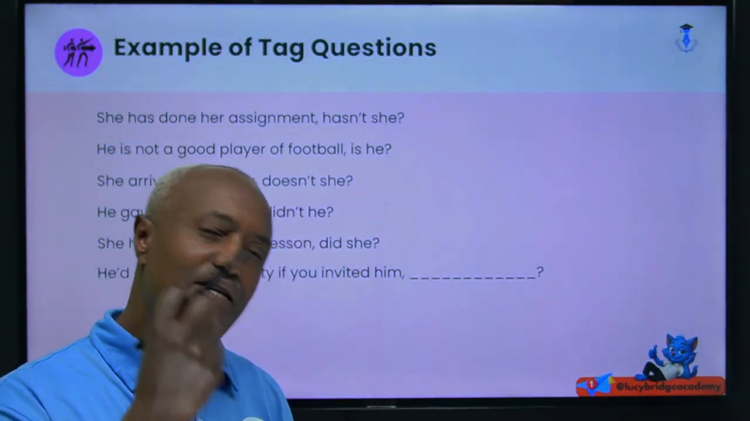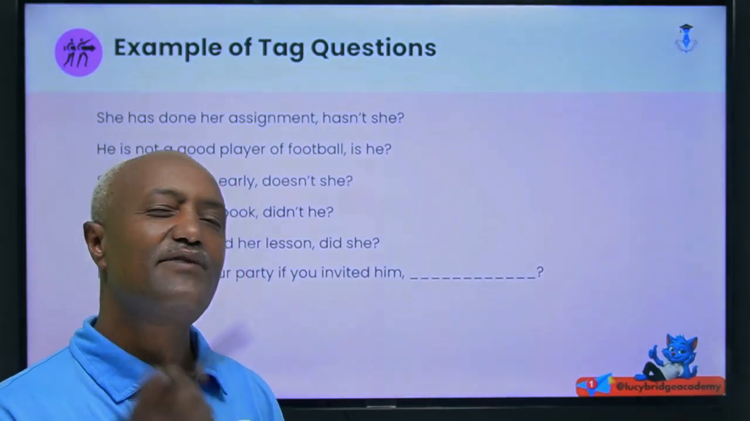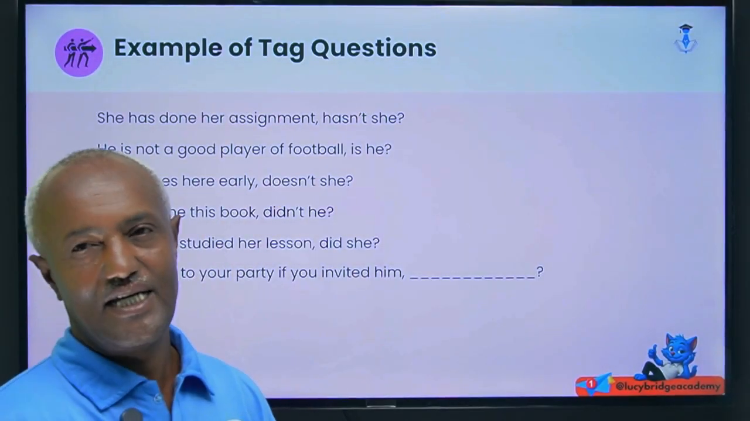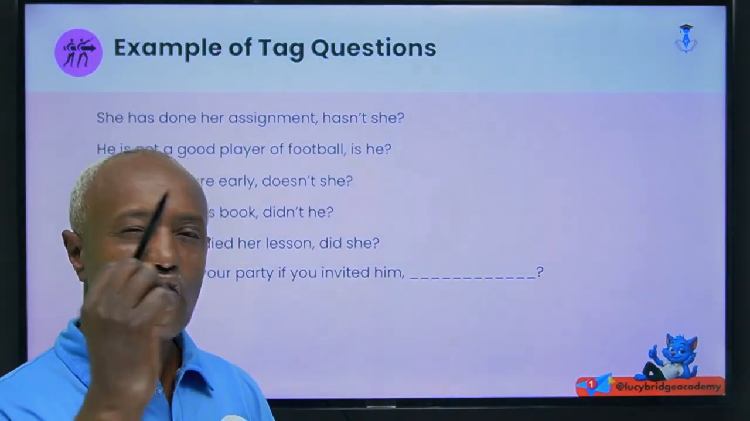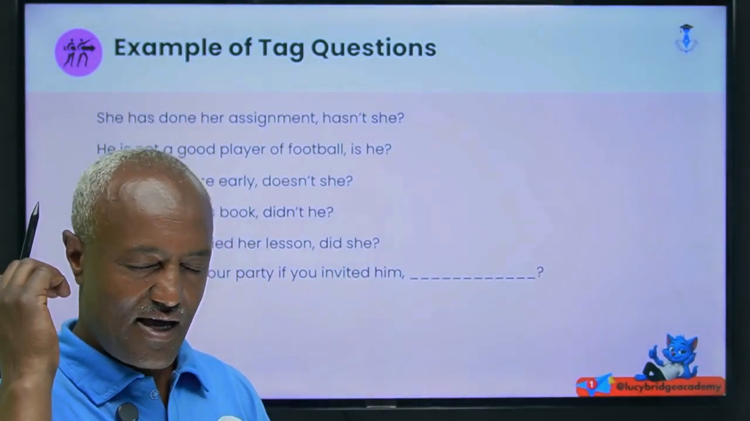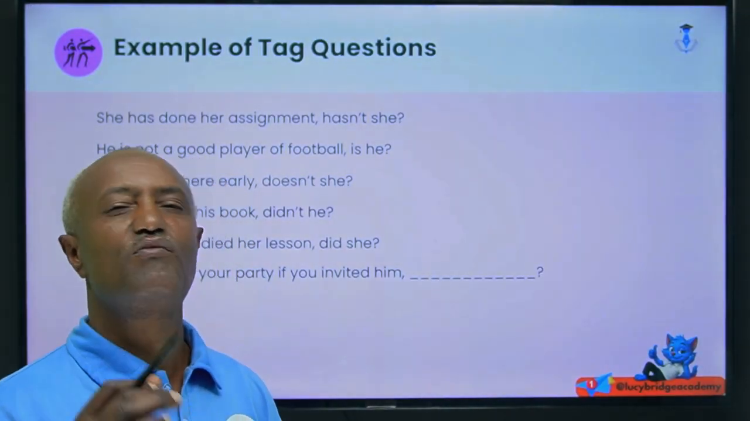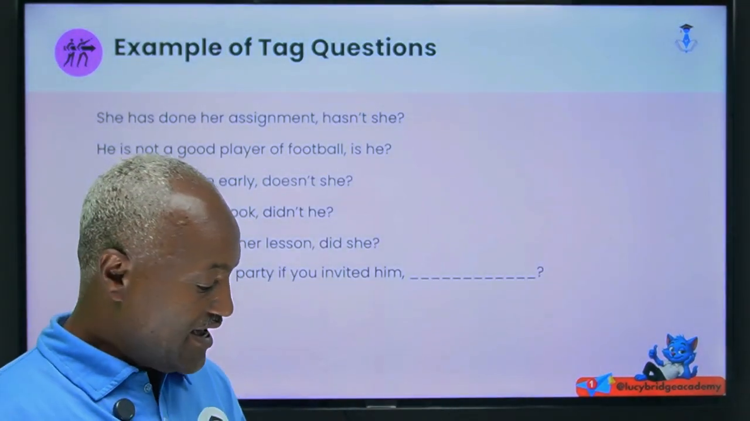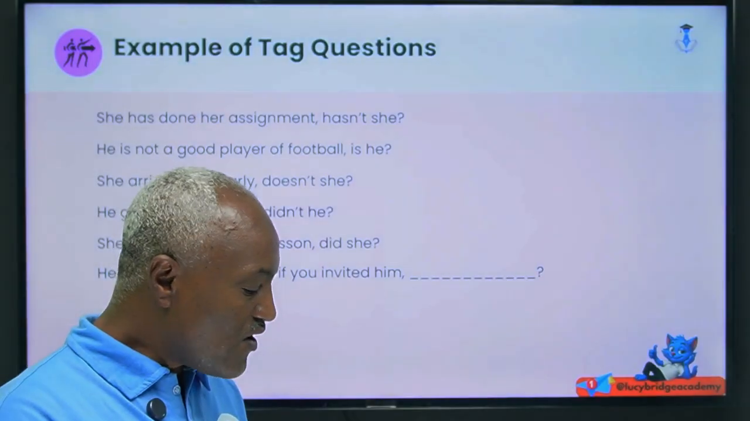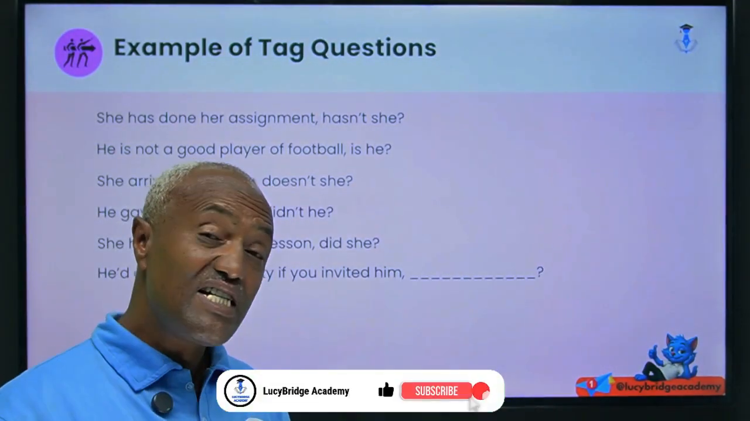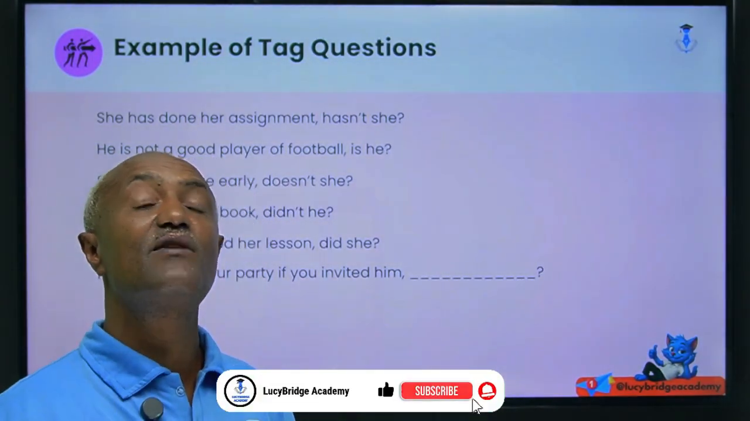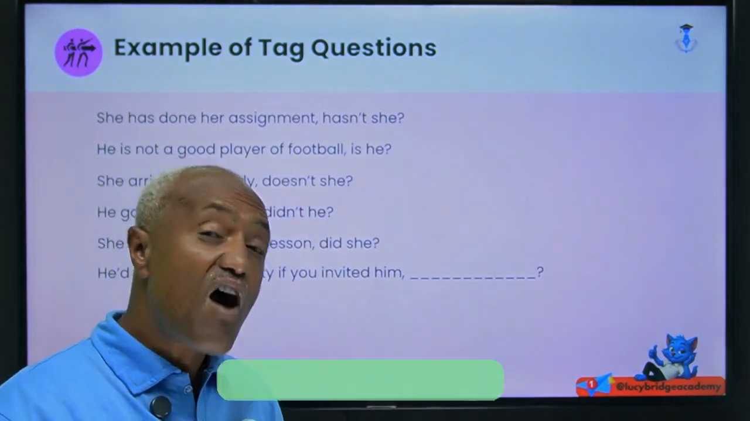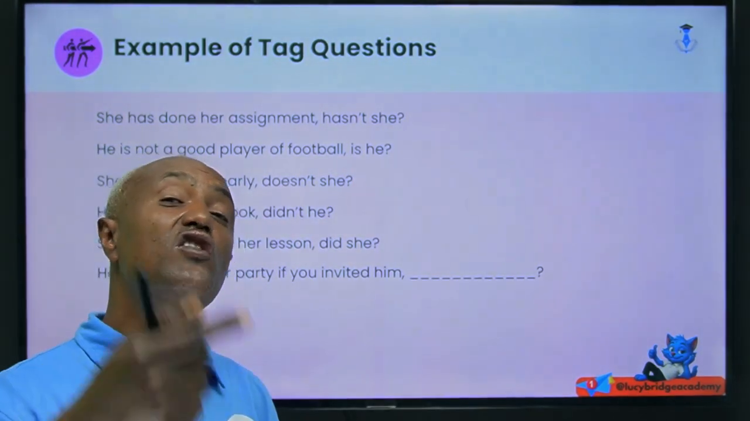Here, the auxiliary verbs play a great role. That is why I told you at the beginning, as a high school student, you have to be familiar with the common auxiliary verbs that we have in English. When we form a tag question, if it has an auxiliary verb, we use the auxiliary verb to form the tag question. If we don't have an auxiliary verb, we go to the do family.